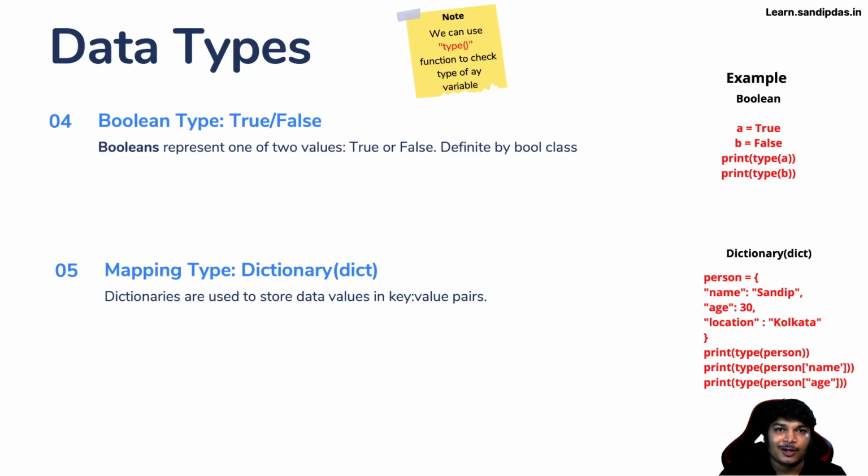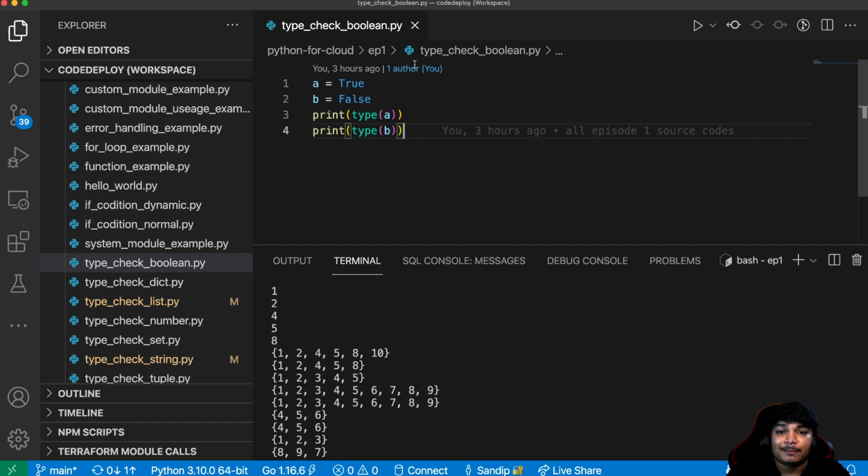Okay. Now let's learn about the Boolean data type. So Boolean represents only two values: what is true and what is false, defined by the bool class. Now let me show you. The Boolean example we will find in the type_check_boolean.py file. Here you can see I gave a is equal to True and b is equal to False. And notice that T in True and F in False are in capital case. Okay, so remember that part.